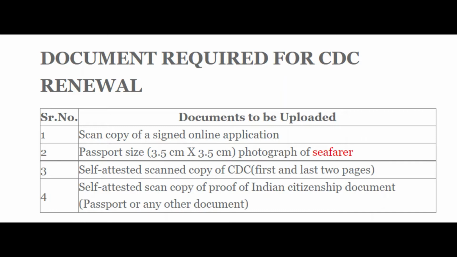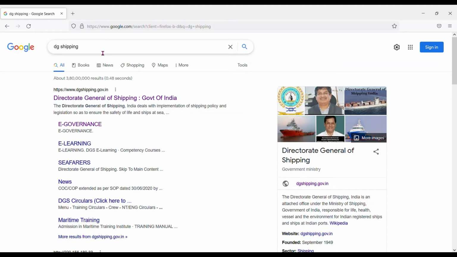Number 2, passport size photograph, 3.5 cm by 3.5 cm. Number 3, self-attested scanned copy of CDC, first and last 2 pages. Number 4, self-attested scanned copy of your proof of Indian citizenship, that can be a passport.